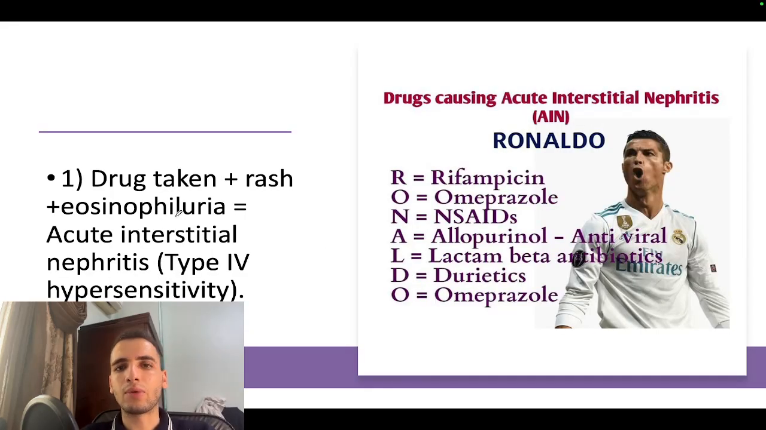The first important concept is that when they tell you that we give a person a drug from the ones in the list here, and then this person developed a rash, you start to think about a hypersensitivity reaction. But then when they add that this person is also having renal damage or eosinophils in the urine, for example, then you think about a hypersensitivity reaction in the kidney itself, which is acute interstitial nephritis. It's a type 4 hypersensitivity, meaning it's made by T cells, or acute cellular reaction.